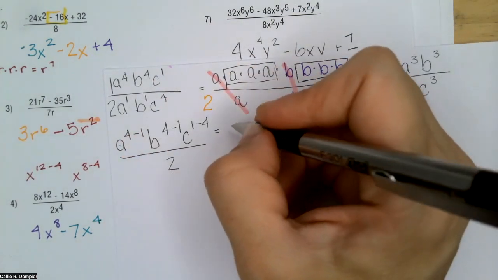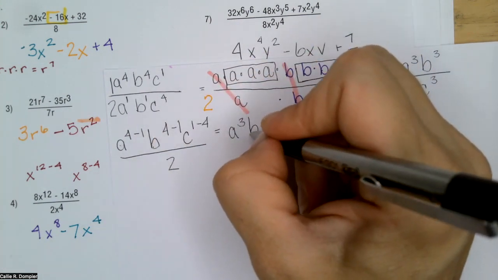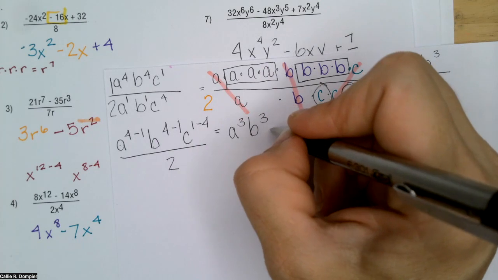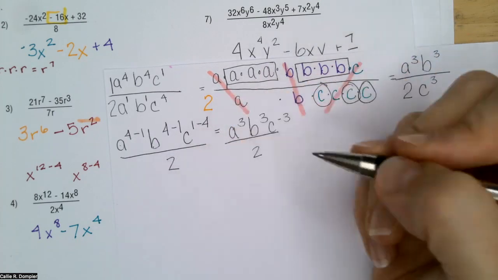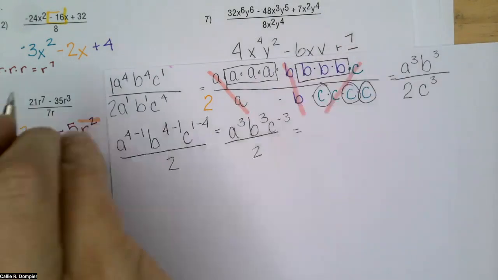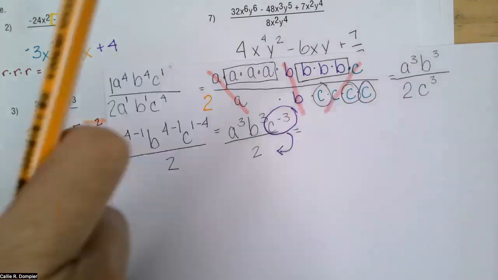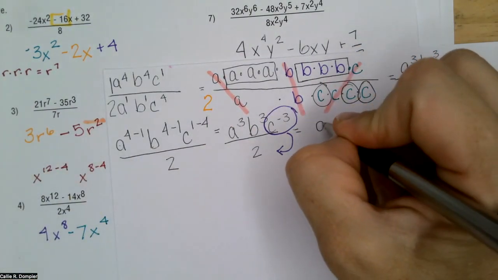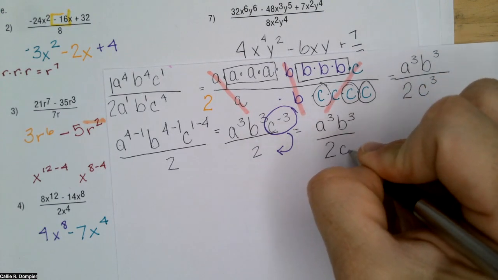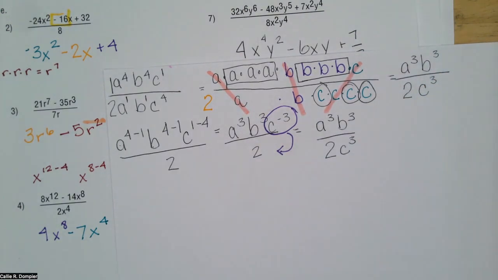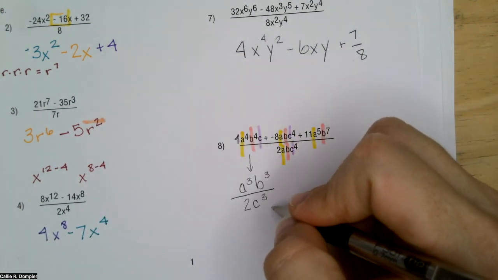4 minus 1 is 3. 4 minus 1 is 3 again. And then 1 minus 4 is negative 3. There's still a 2 down here because it was just down there. It's always been there. Now, because this is negative, I need to move it across the fraction bar, and I get a cubed b cubed over 2c cubed. Same answer.